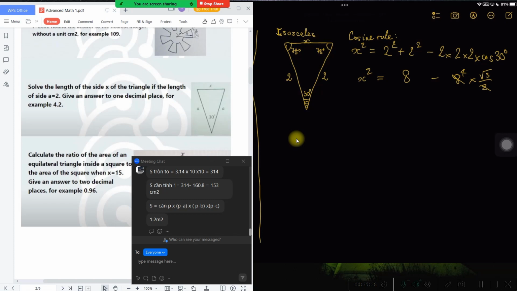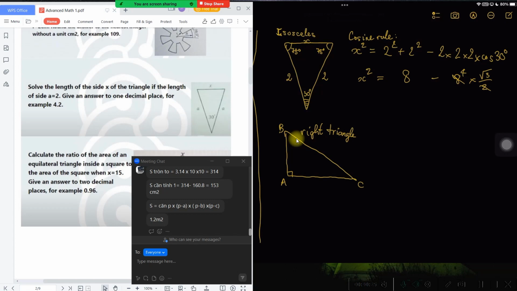Sin and cos are used on right triangles, teacher? No. The sine and cosine rules can be used for any triangle, okay? Any kind of triangle. So for example, look at this one. This is a right triangle, right?